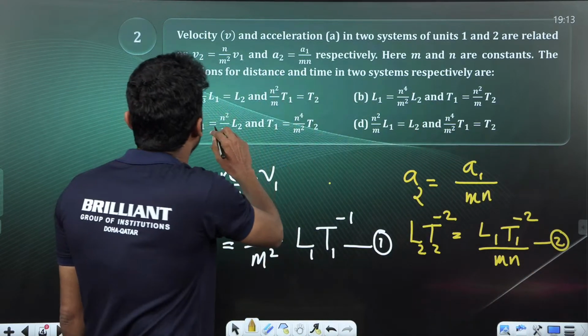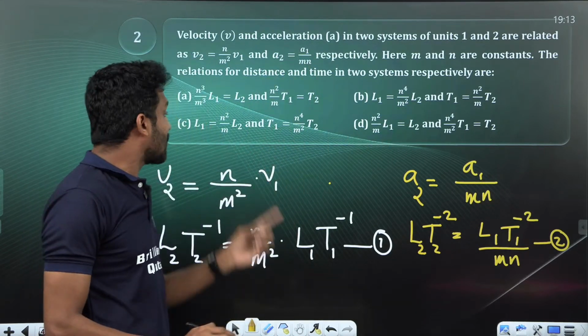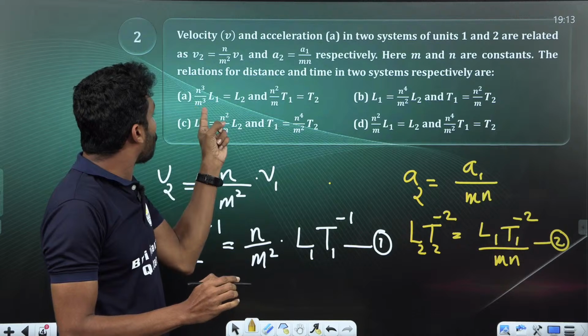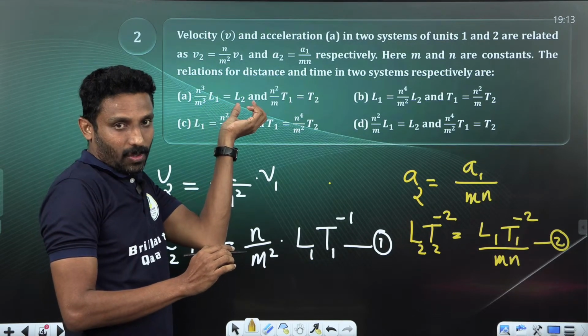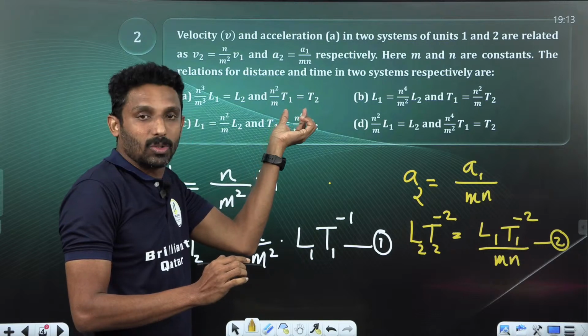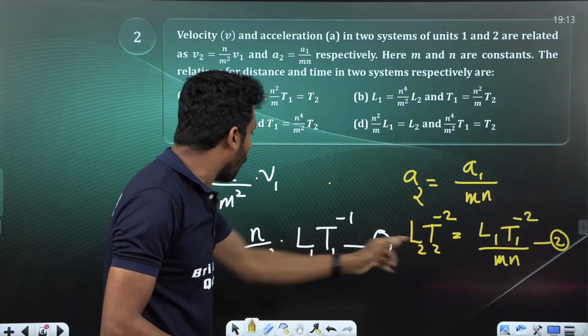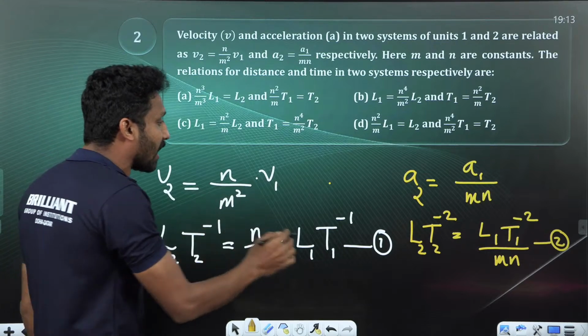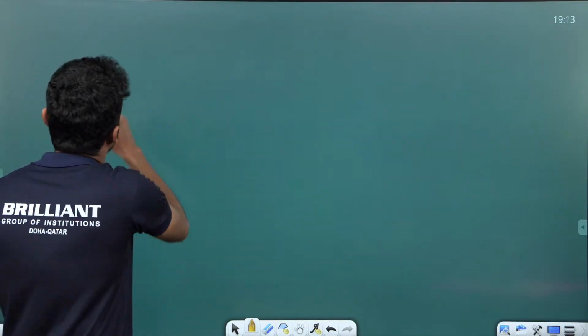Now, the question is the relations for distance and time. Here, see the options: some L1 is equal to some L2, and some T1 is equal to some T2. Then we can divide equation 2 by equation 1. We will get a relation connecting these two.